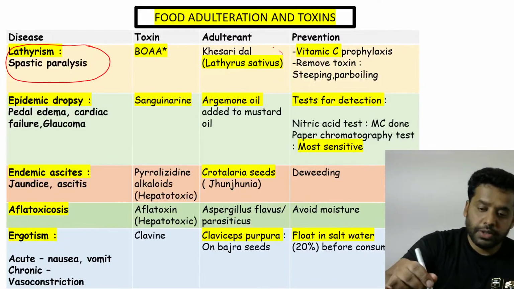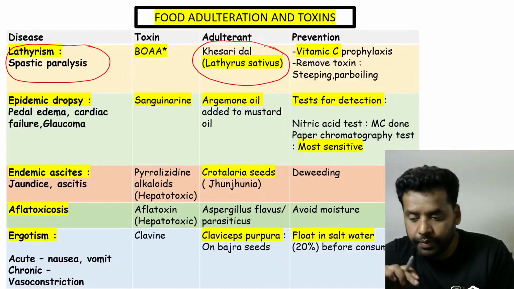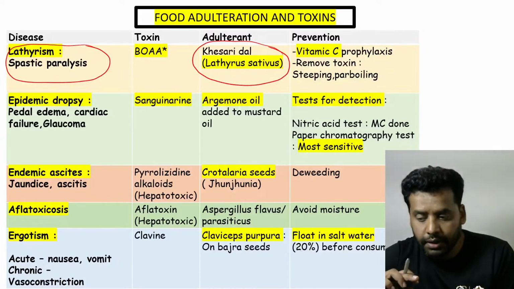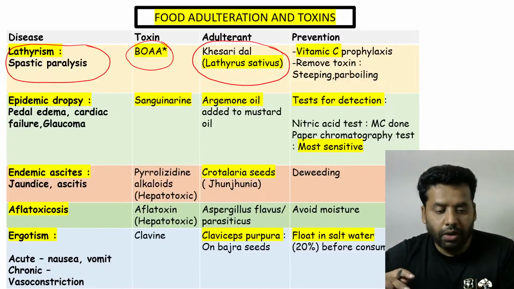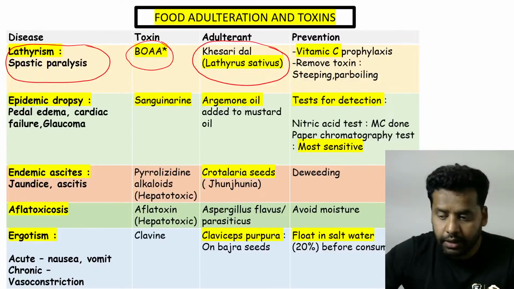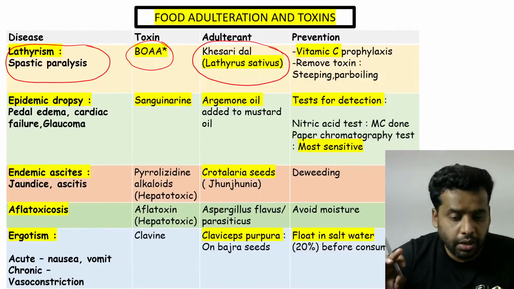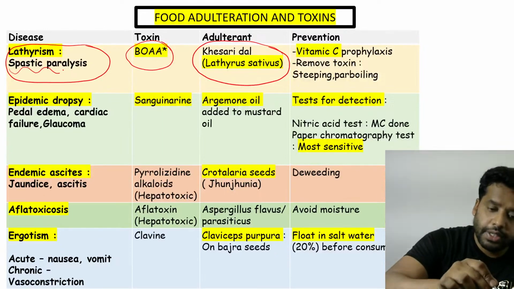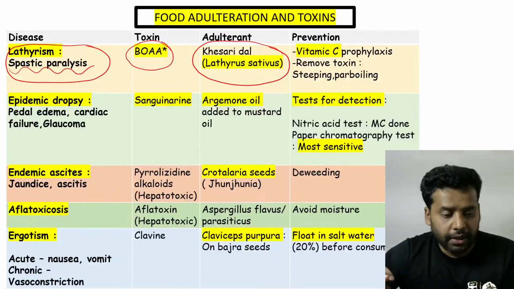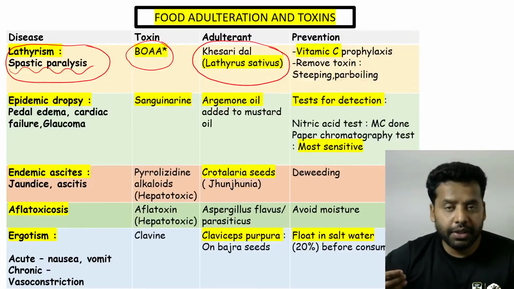The dal responsible is Lathyrus sativus. The toxin is beta oxalyl aminoalanine. So repeat the words, beta oxalyl aminoalanine. There is spasticity. How will the patients present?